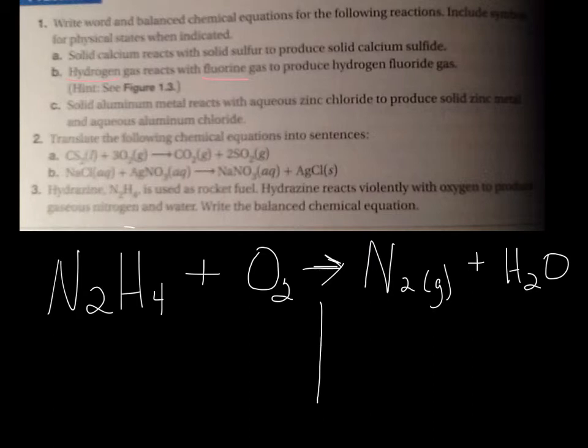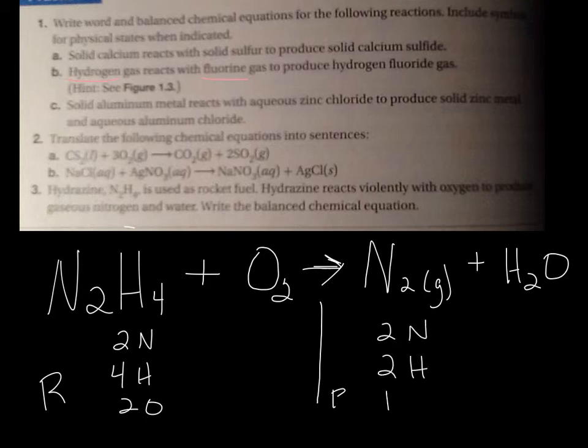The first thing I do is on the reactant side, I'm going to list everything that I have. I have 2 nitrogen, 4 hydrogen, and 2 oxygen. On the product side, I have 2 nitrogen, 2 hydrogen, and 1 oxygen. From here, we need to figure out what coefficients we need. Coefficients are those numbers that go in front of the formula. We are not going to change our formula. Never change your subscripts. We only put coefficients out in front.